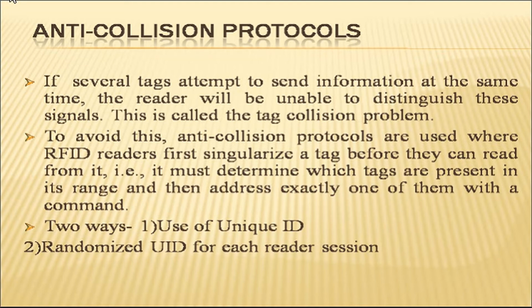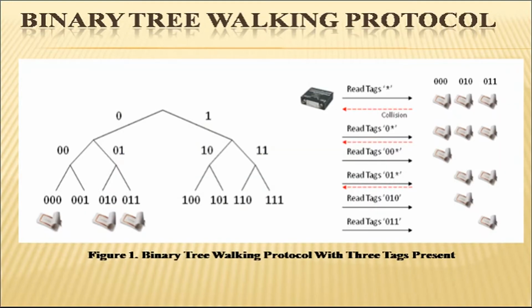But if this PRNG, that is pseudo random number generator, is well implemented, tracking tags by their UIDs will be much harder. So these are the two ways which can be used. Next we are going to understand the binary tree walking protocol.